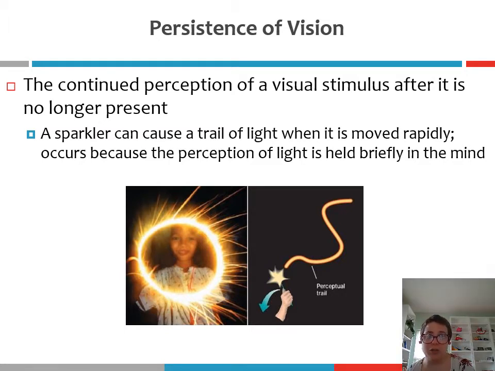So the sparkler's trail is the classic example because you can move the sparkler back and forth really rapidly and it still looks like this continuous trail of light, but it's not light in actuality. It's simply your mind continuing to perceive the light even in its absence because of your sensory memory.